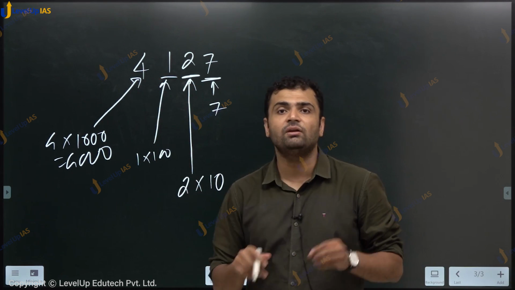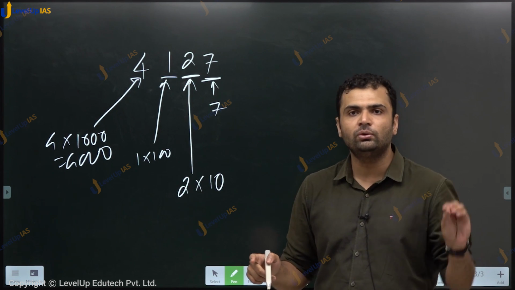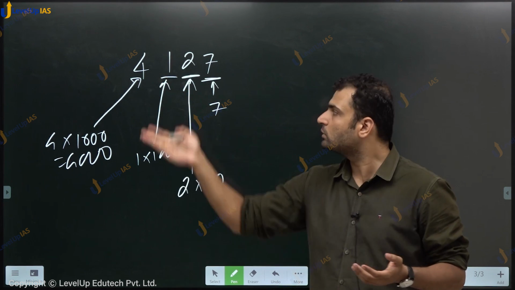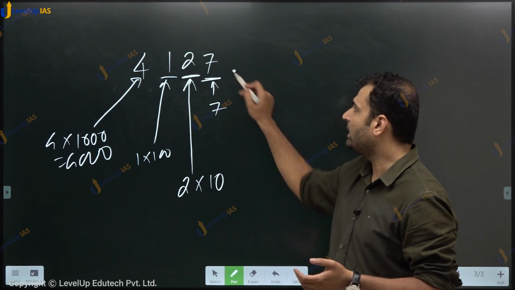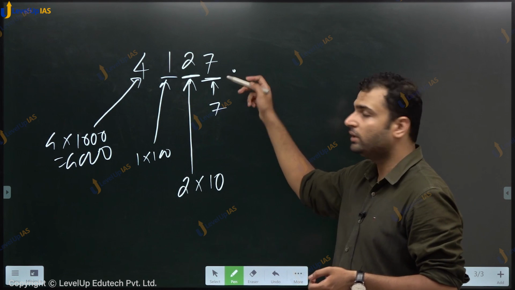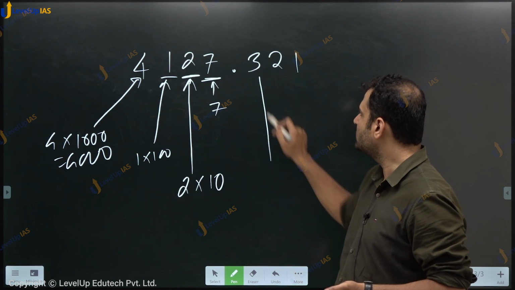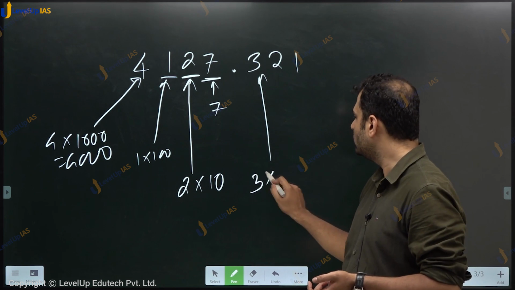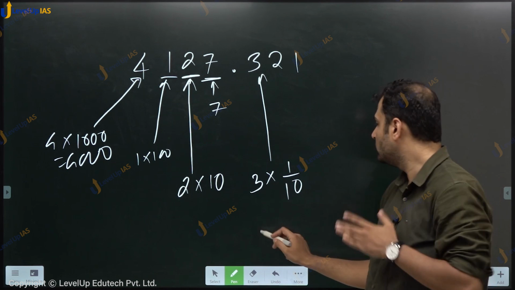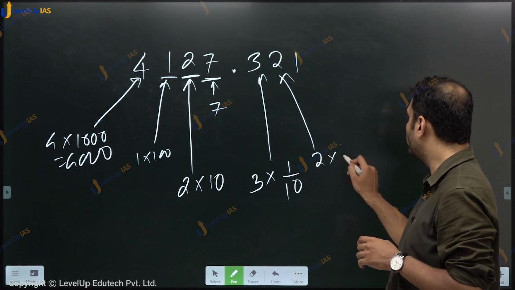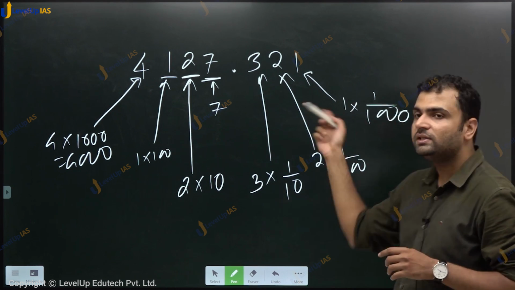Every place has its value, and the digit that sits on that particular place takes the value of that digit into the value of the place. So 4 into 1000, because this is the thousands place. And similarly, we can have digits after the decimal point, like I'll write 3, 2, 1. So what is the place value of this 3? It is 3 into 1 by 10. This is 2 into 1 by 100. And this 1 is 1 into 1 by 1000. These are the place values.